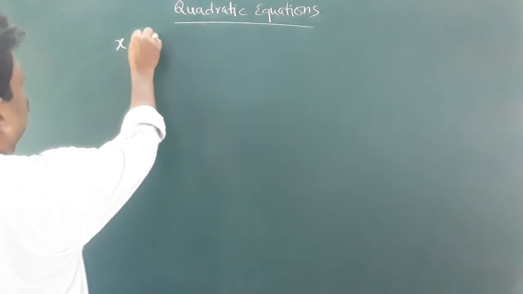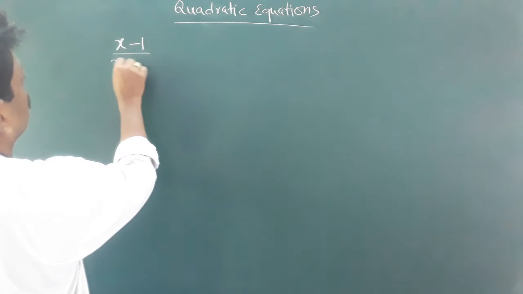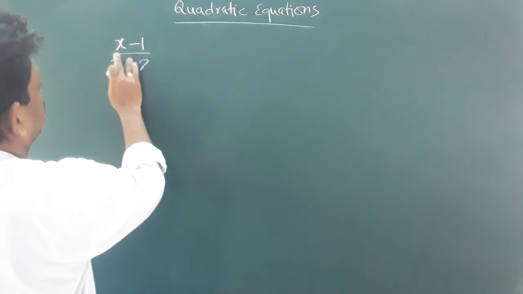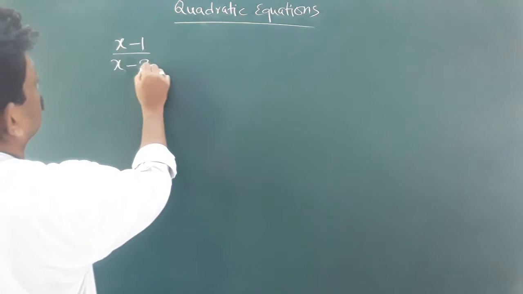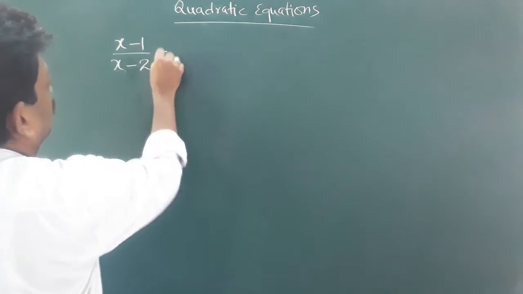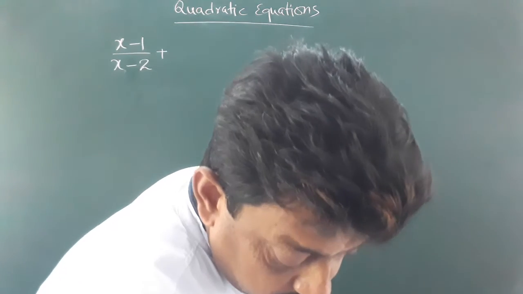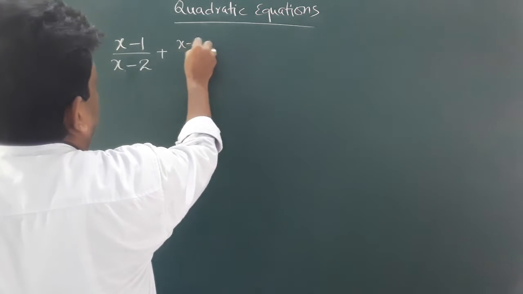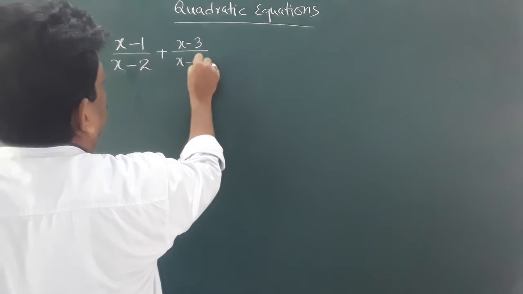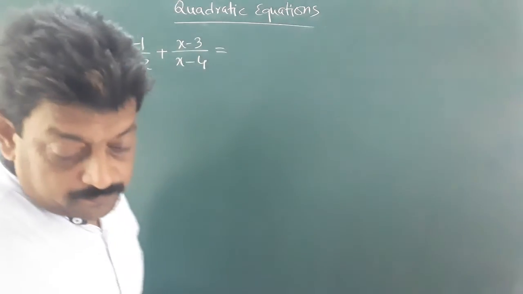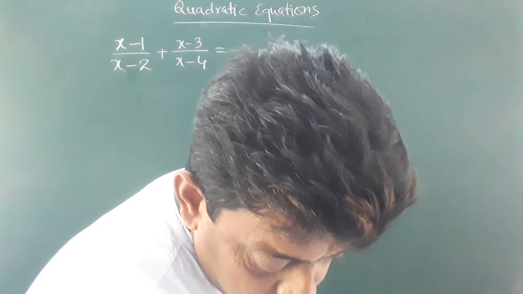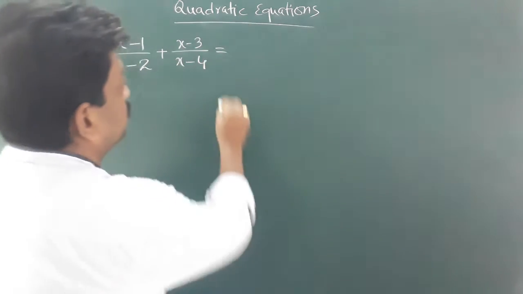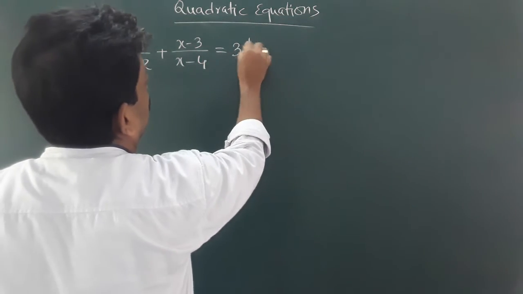(x minus 1) upon (x plus 2), (x minus 2) plus (x minus 3) upon (x minus 4) equals 3 1 upon 3, that is, 3 whole 1 upon 3.